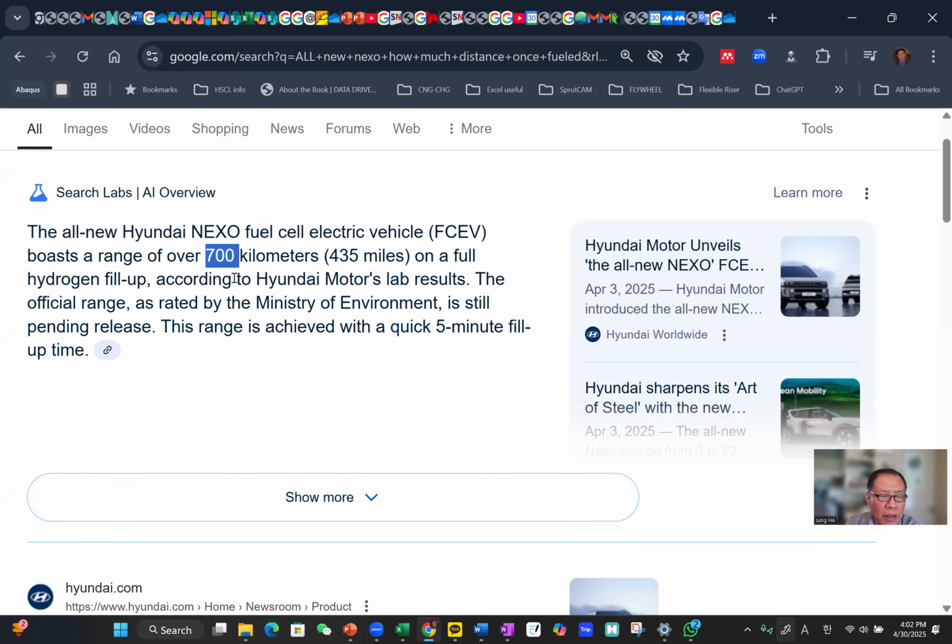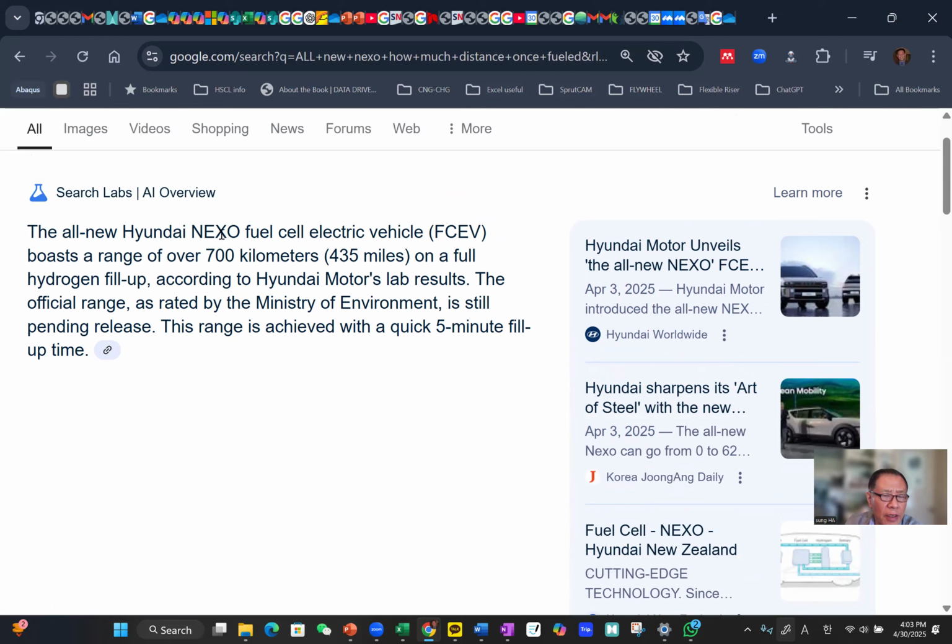One of the fascinating features of the Nexo, this is the regular one, regular CGH2, is that the range is achieved with a quick charge of 5 minutes. This is very important as a characteristic of hydrogen gas compared to an electric battery.